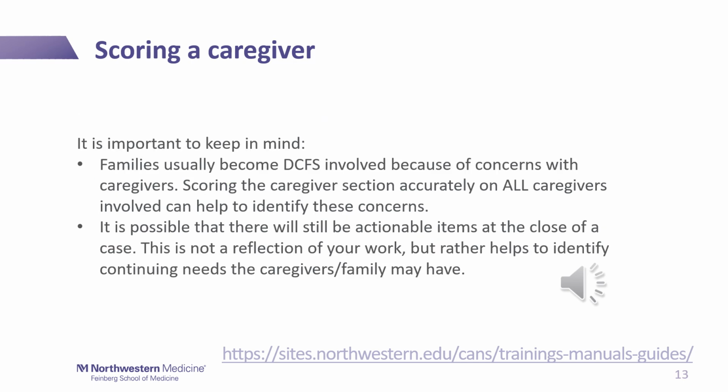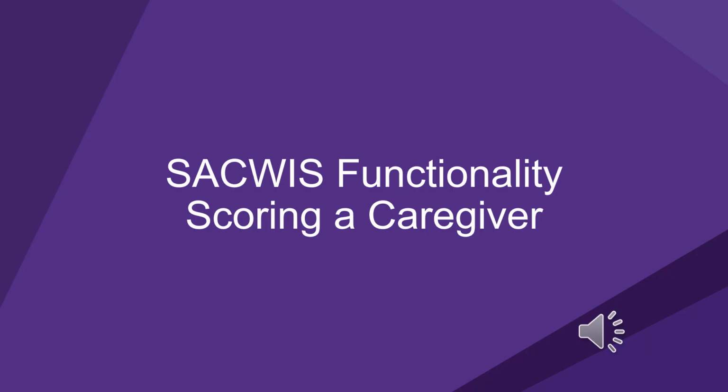It is important to keep in mind, families usually become DCFS involved because of concerns with the caregivers. Scoring the caregiver section accurately on all caregivers involved can help to identify these concerns. It is possible that there will still be actionable items at the close of the case. This is not a reflection of your work, but rather helps to identify continuing needs the caregiver or family may have. In the next section, we will be looking at how to score a caregiver within SACWIS.